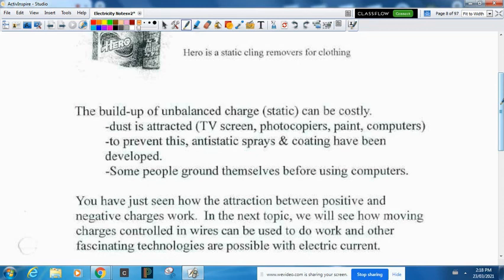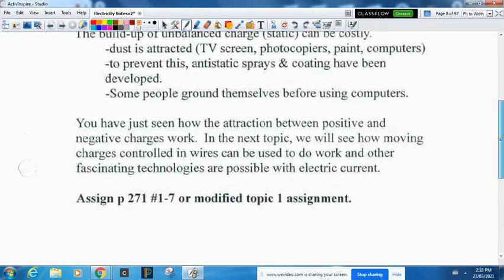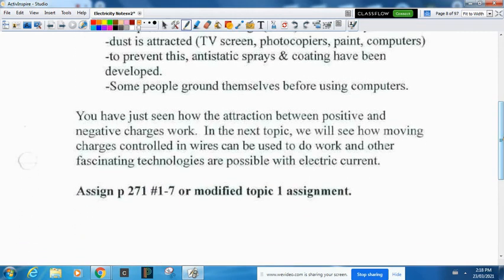Now you've seen how the attraction between positive and negative charge works. So that was all static electricity, or unbalanced charge. In the next topic, you're actually going to see how we can use current electricity in wires and use it to do work a little bit more so than with static. The problem with static is it builds up, discharges, builds up, discharges, whereas current electricity is a continuous flow of electricity. So it's a lot easier to manage and control.